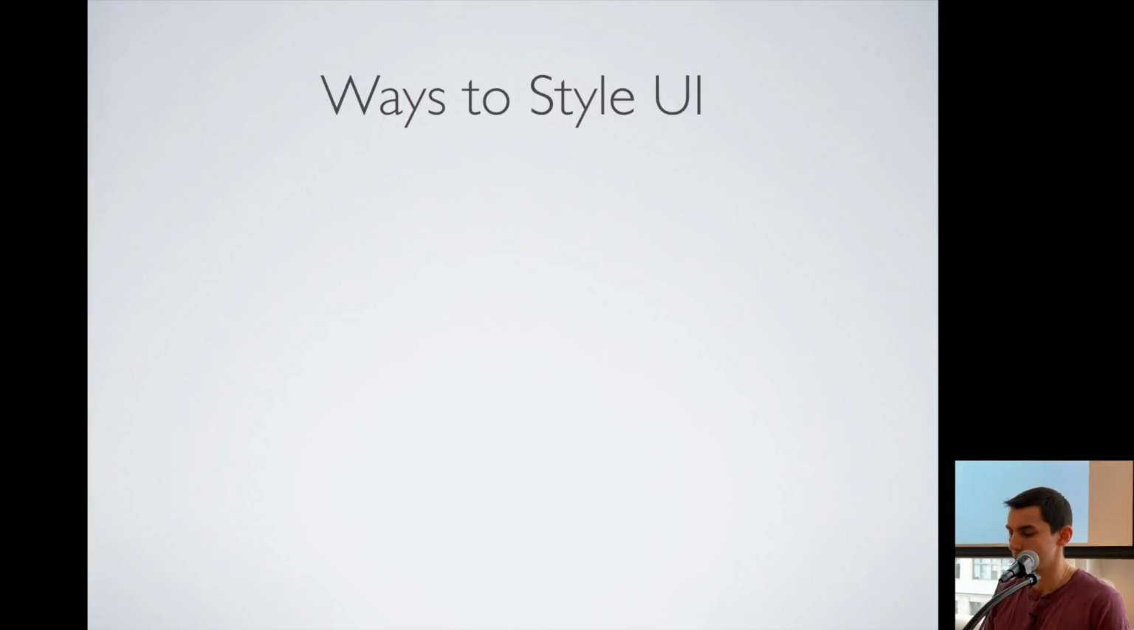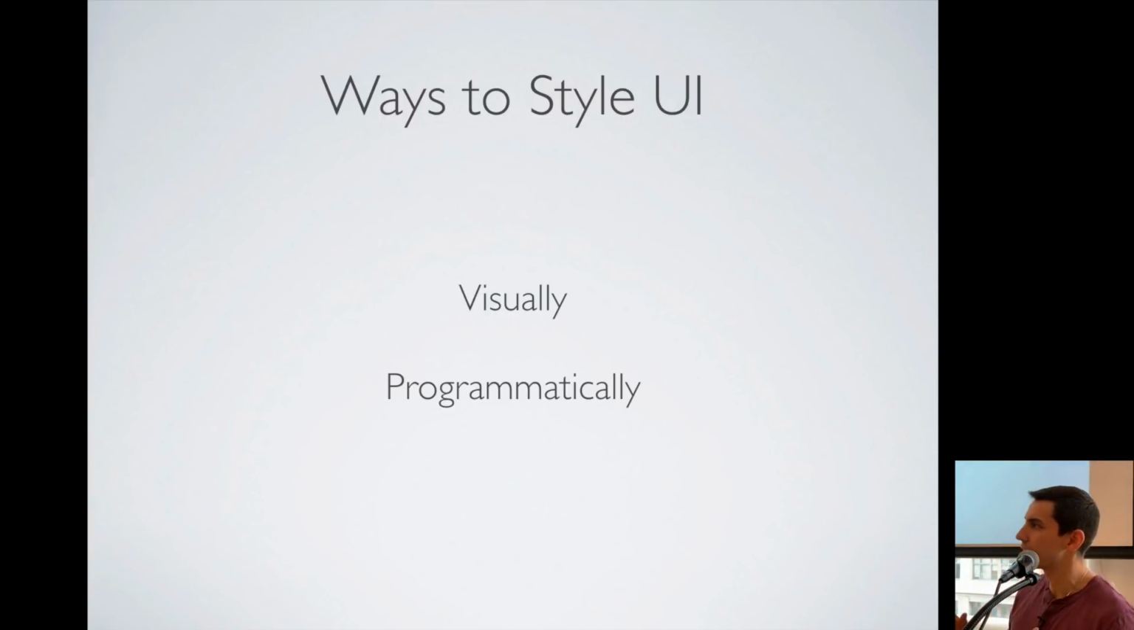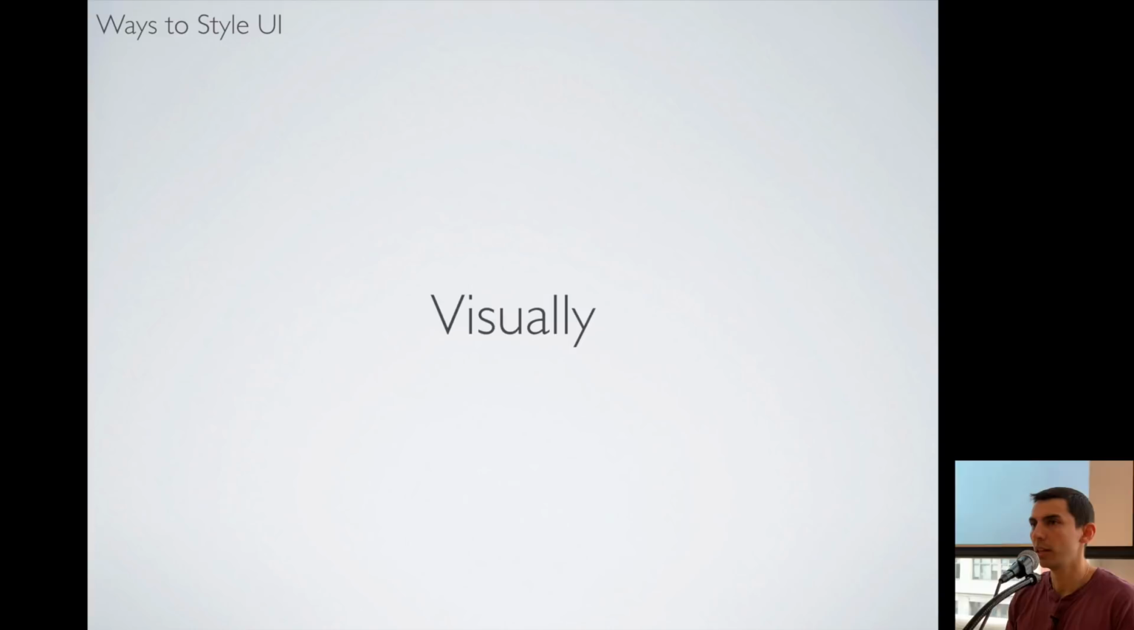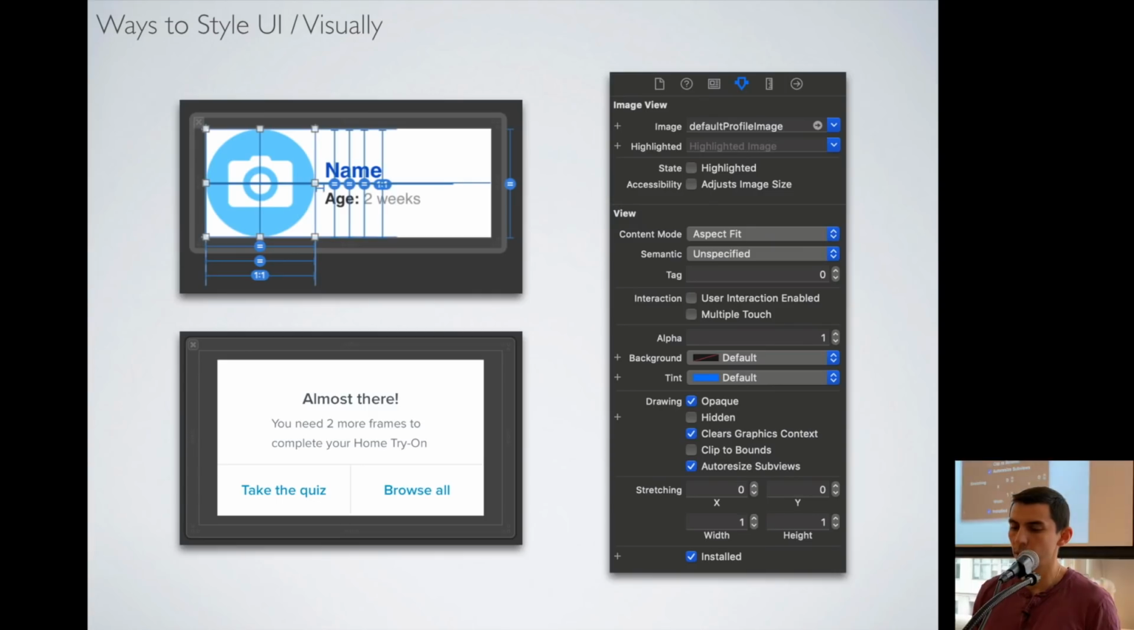OK, so what are the ways to style? I generally categorize them into two buckets, visually and programmatically styling. Styling visually comes down to using Interface Builder. If you're familiar with iOS or macOS development, you have Interface Builder, and you have a WYSIWYG-like interface where you can drag UI elements onto the screen. And then using the inspector, you can change the attributes like background color, or font size and type. You could also define the way the layout looks, so the constraints between different layouts.